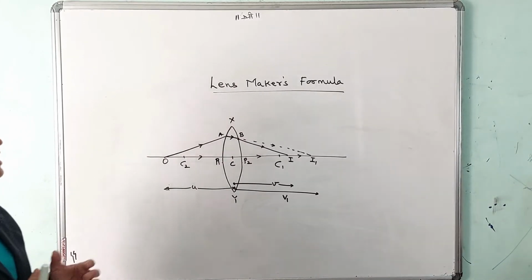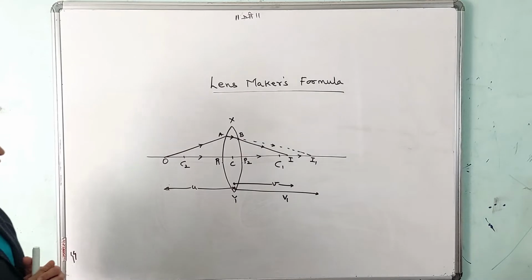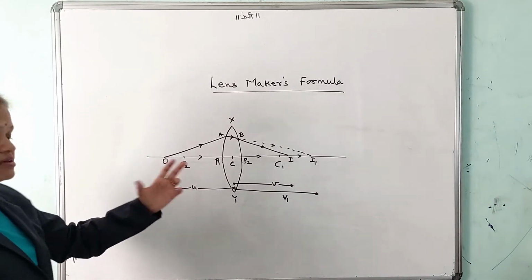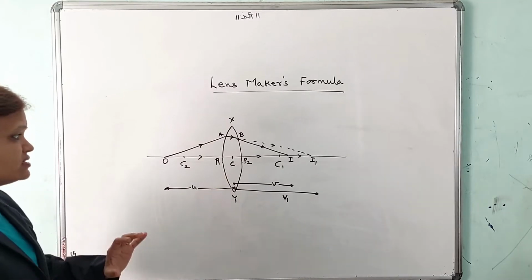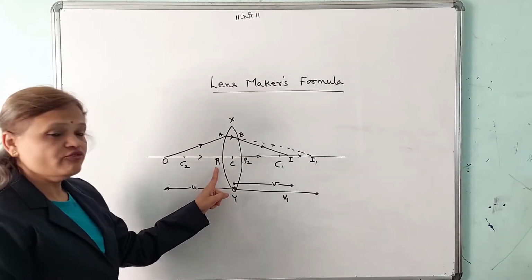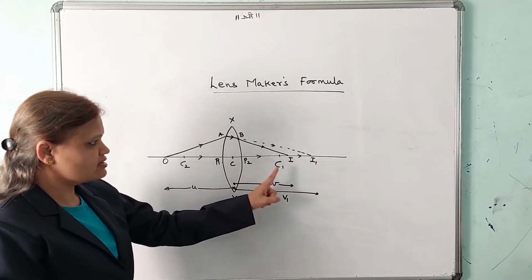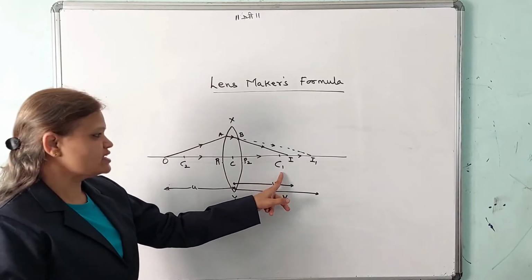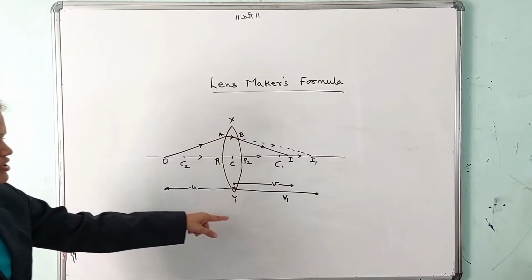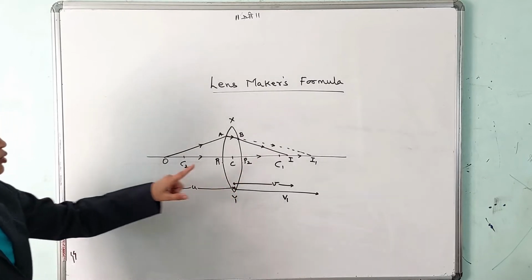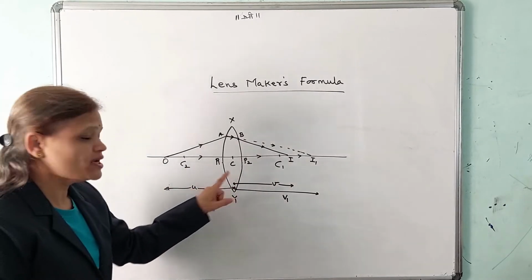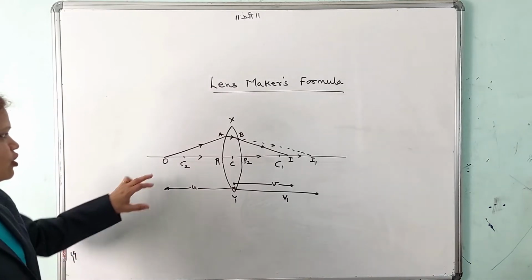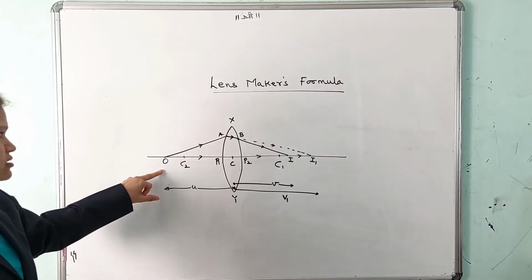Now we are going to see the lens maker's formula. For that, just see what these terms are. As there are two refracting surfaces, P1 is the pole of this surface and C1 is the center of curvature of that surface. For the other surface XP2Y, P2 is the pole and C2 is the center of curvature. C is called the optical center. Now O is a point object.